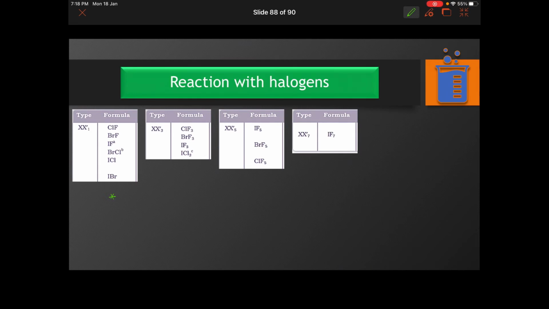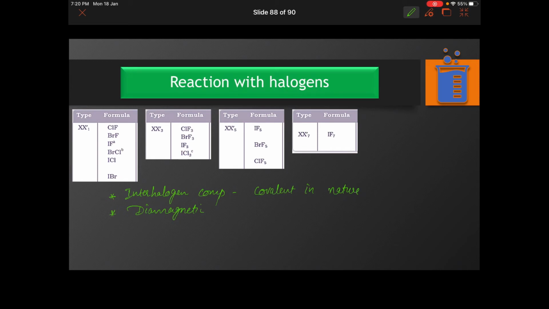Next point you need to put is that all the interhalogen compounds are basically covalent in nature, right? They are covalent in nature. Next point, they are also diamagnetic. All the electrons are paired. Yes, perfect. Very important points here, so please make sure that you write this down.